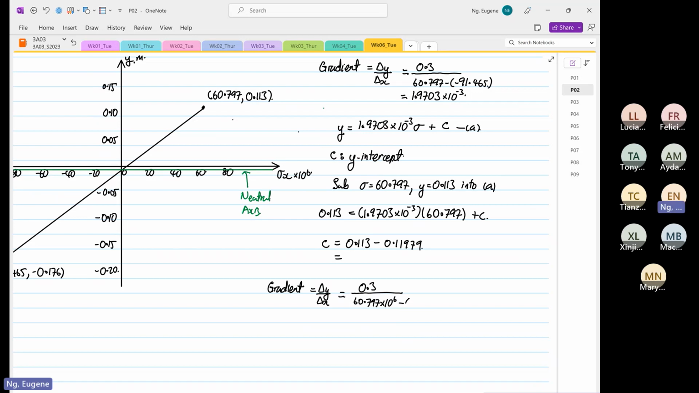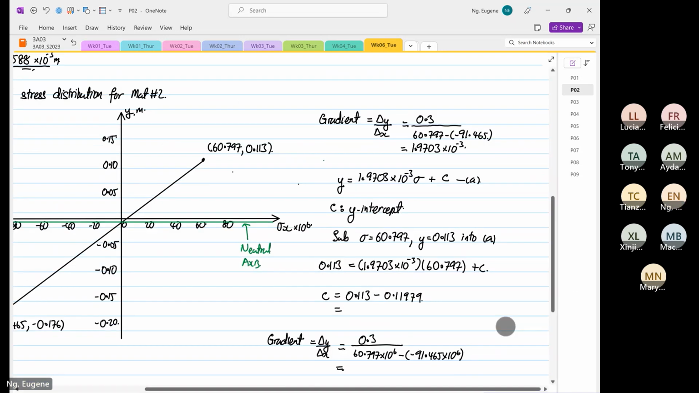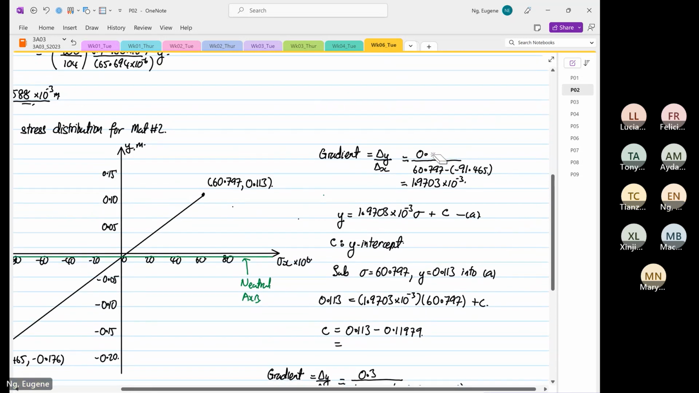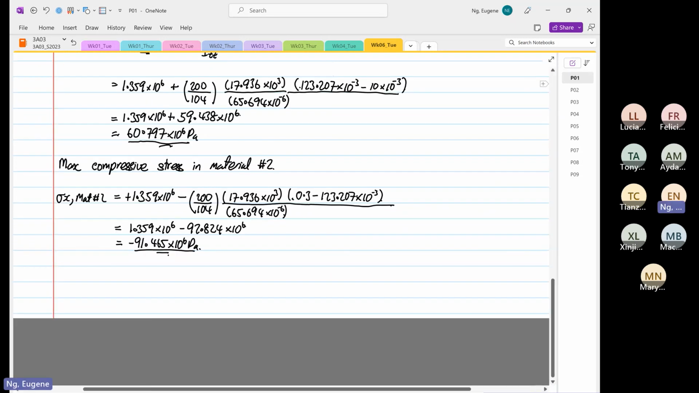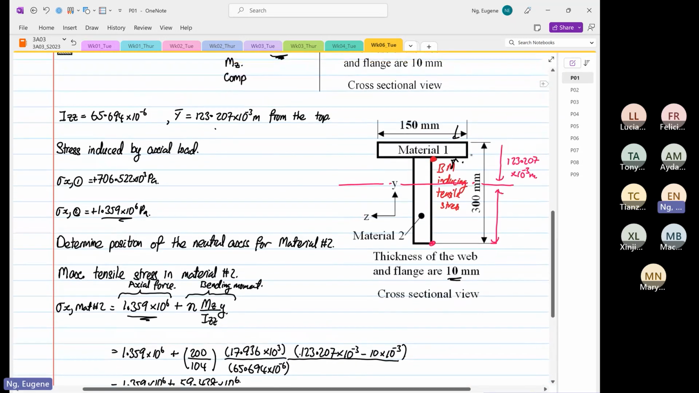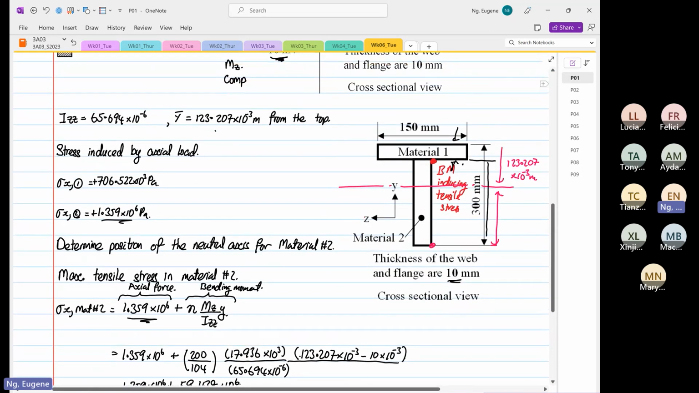times 10 to the power 6 minus 91.465 times 10 to the power 6. Okay. So this will be equal to 0.3. Okay, this is not 0.3, my bad. Why this is not 0.3 is because we are looking at this distance from here to here. So that distance from there to there is 0.29.